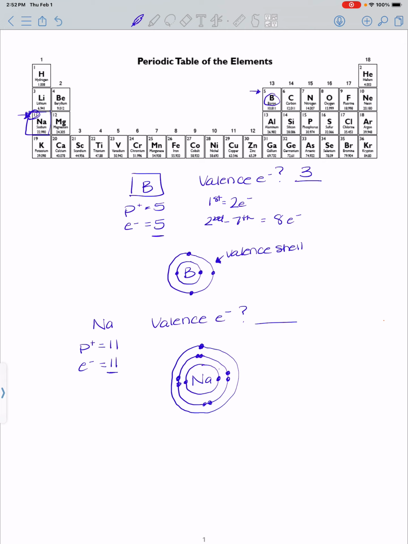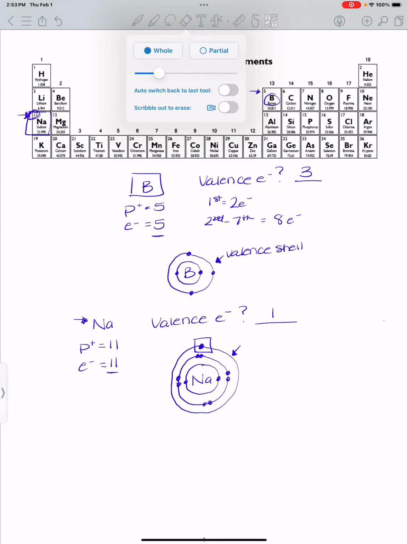So if we did our math, the first ring max it can hold is 2. We have 2 there. 8 in the second one because that's the max electrons it can hold. Now we have a total of 10 electrons, but sodium has 11. So we have to draw a third ring, and it is only going to get 1. So we have 11 total electrons. Again, the outer shell is the valence shell, and this valence shell has 1 electron right here. So there's 1 valence electron in a sodium atom.